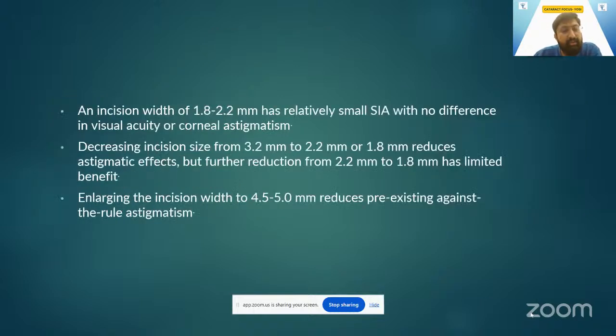An incision width of 1.8 to 2 mm has small SIA with no difference in visual acuity. The more you decrease the size, of course, the astigmatism is going to reduce, but there has been a negligible effect on astigmatism between 2.2 and 1.8 mm.